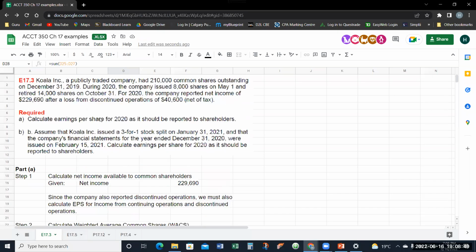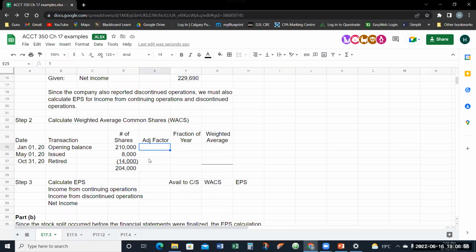Now, in this particular case, there is no talk about any stock dividends or stock split. So as far as the adjustment factor goes, my adjustment factor will be 1. If I'm not making any adjustment, the adjustment factor is 1. We're going to multiply 210,000 by 1. If I had, say, a 2-for-1 stock split, my adjustment factor would have been 2, so then I would have multiplied 210,000 by 2. More on that in another example.